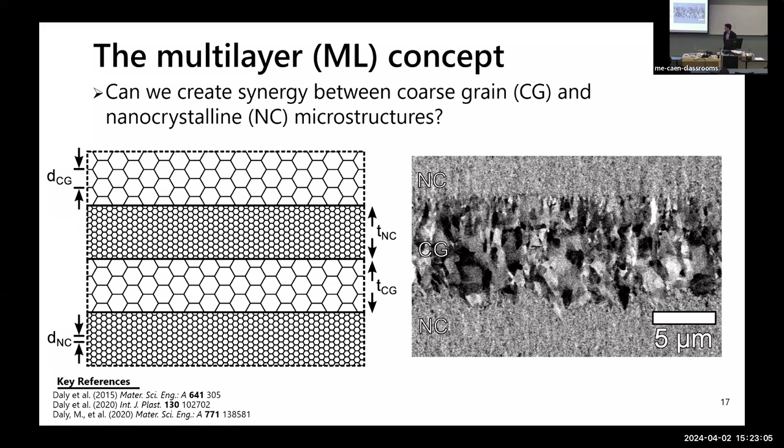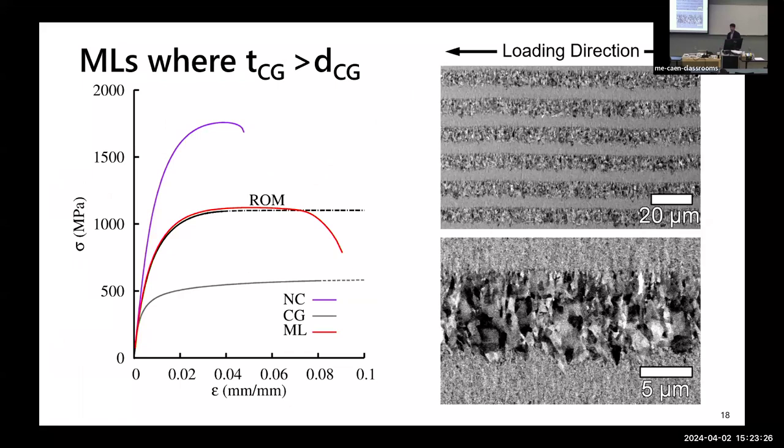We can now think about permuting a number of different combinations of thicknesses and perhaps even grain sizes of nanocrystalline and coarse grain materials to map out the material property space. I'm only going to talk about two that we found were particularly interesting, but of course there's more covered in this paper. The first, which is more of a reference case, is what happens when the thickness of the coarse grain layer is much larger than the grain size of the coarse grain layer.